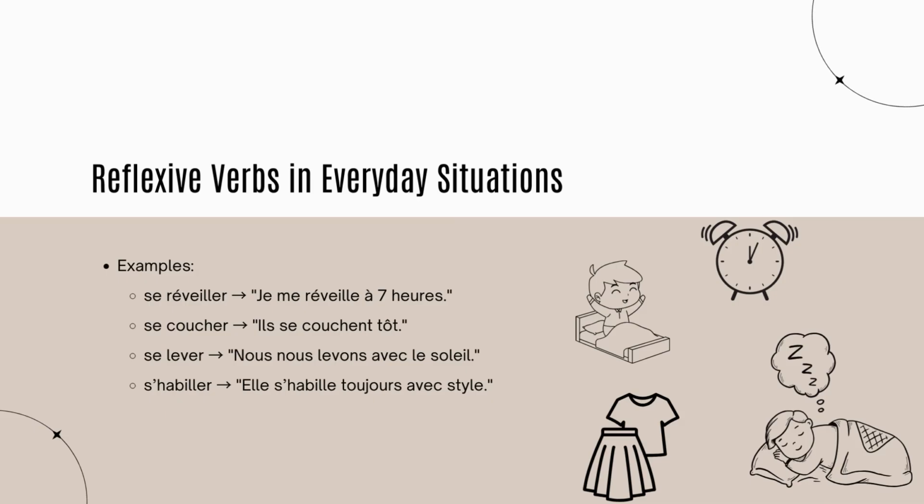Using reflexive verbs in everyday contexts. Reflexive verbs are common in everyday French. Here are some examples. Try to repeat them after me, and I will also provide the translation for them. Je me réveille à 7 heures. And again, je me réveille à 7 heures. This translates to I wake up at 7 a.m.